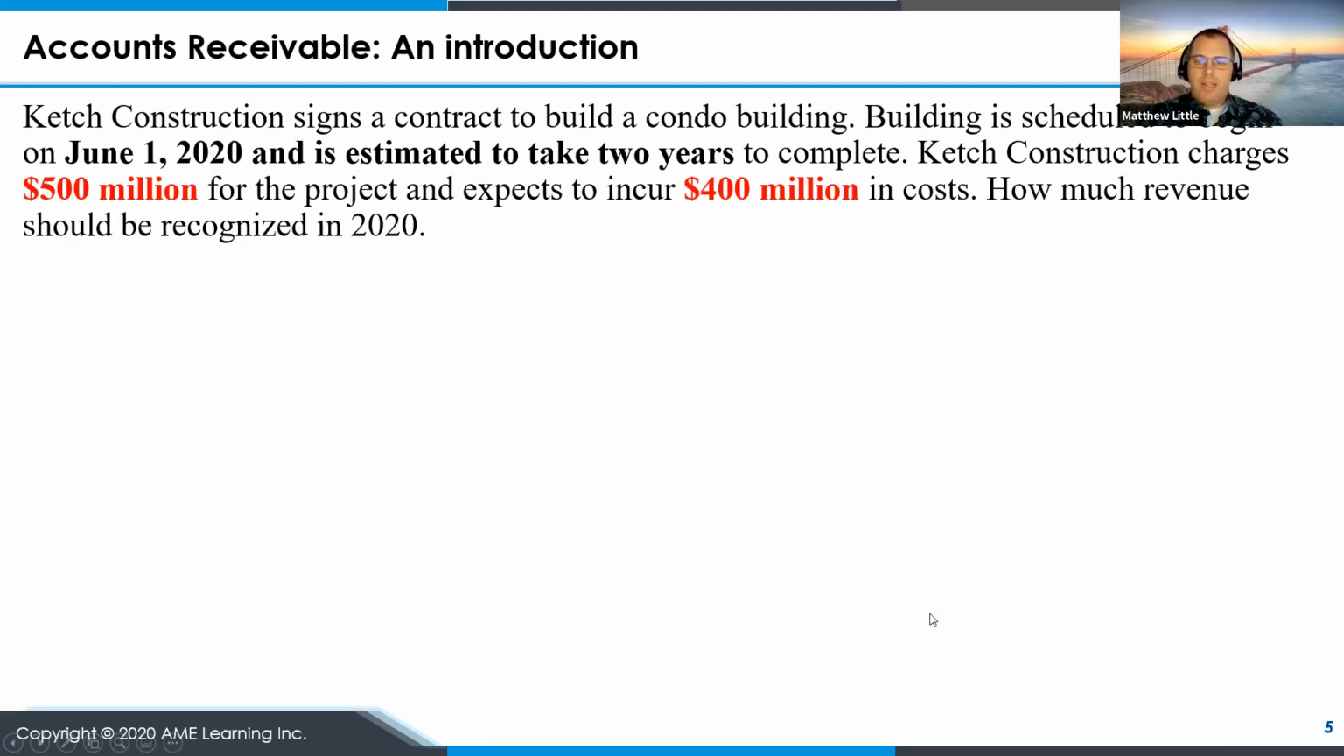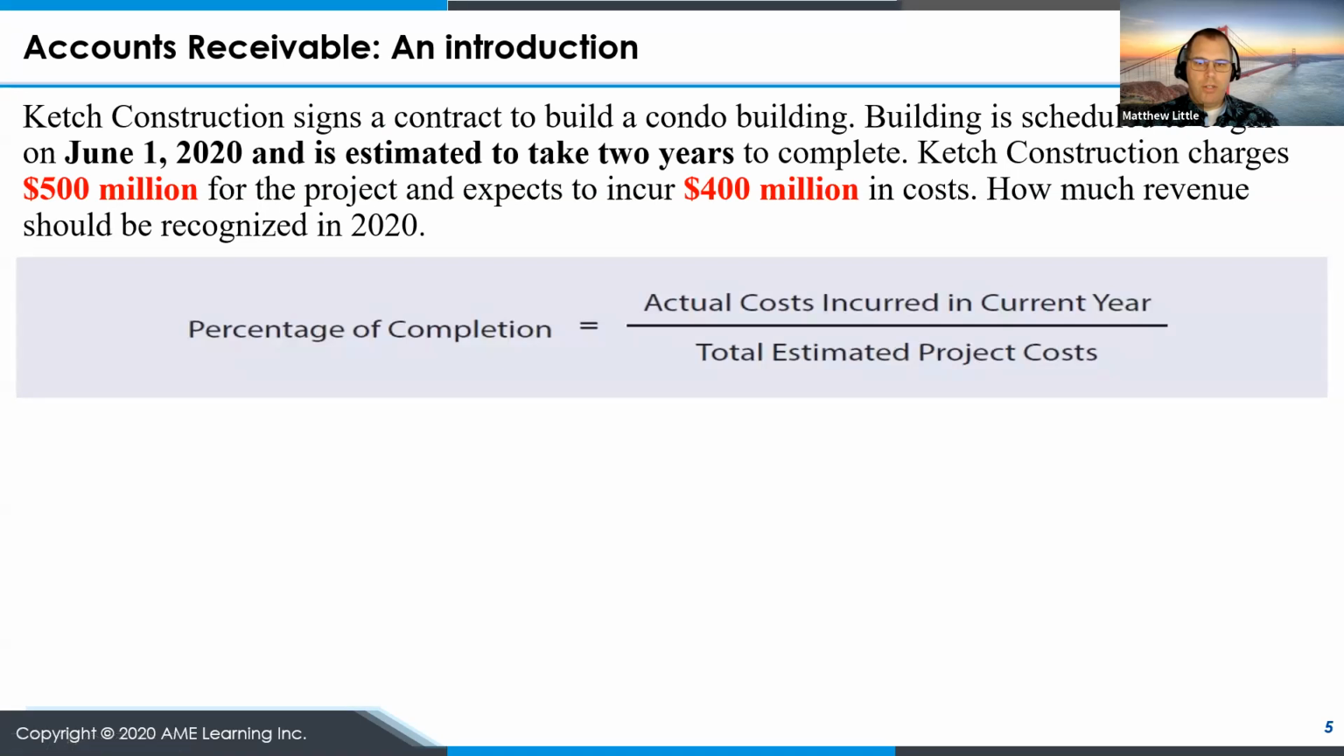So let's do a little example. We have this company called Catch Construction. They signed a contract to build a condo building. They're going to start on June 1st, 2020, taking 2 years. They're charging $500 million. That's their sales value for the project. And they're expected to incur costs of $400 million over the 2 years. How much revenue should be recognized in 2020?